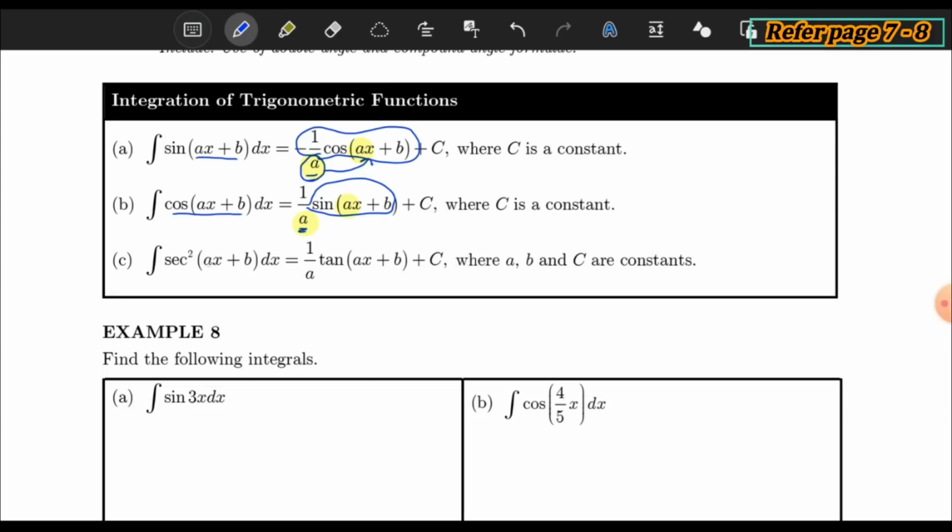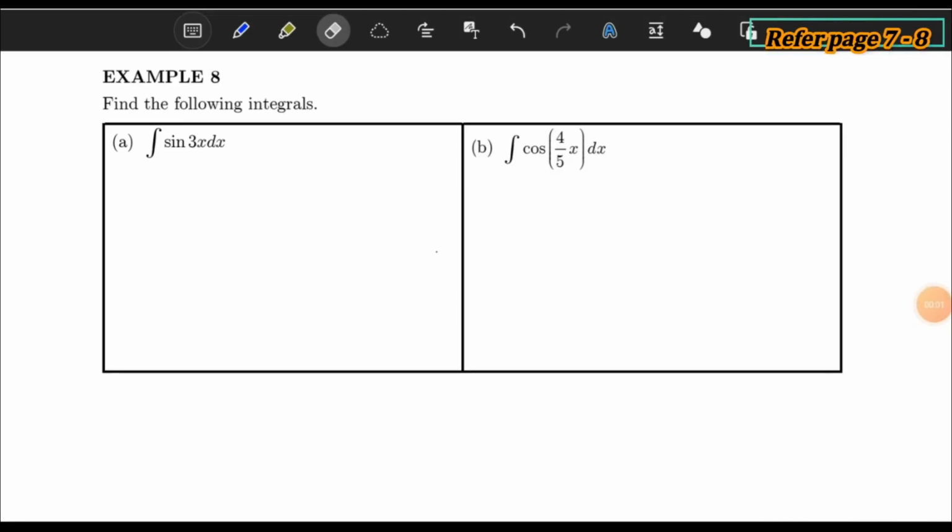And the last one, integrate secant squared(ax + b) equals tangent(ax + b) over a plus c. The a is from the derivative of the angle. Example number 8.